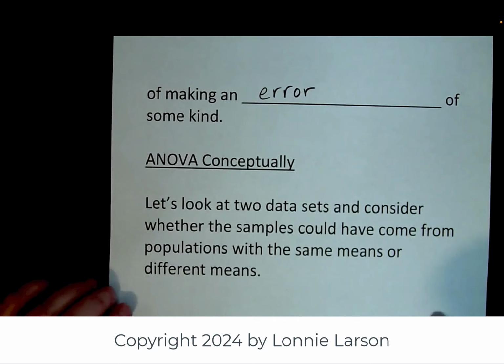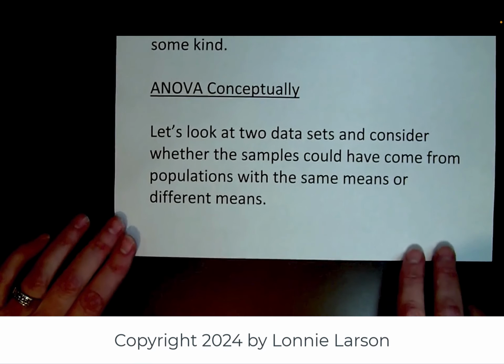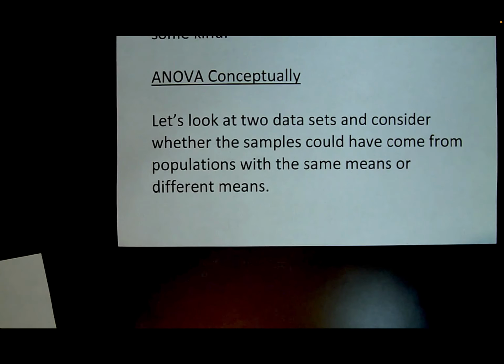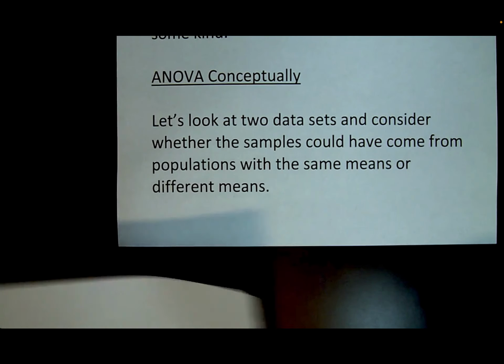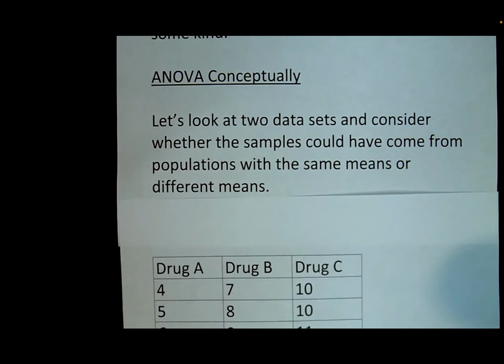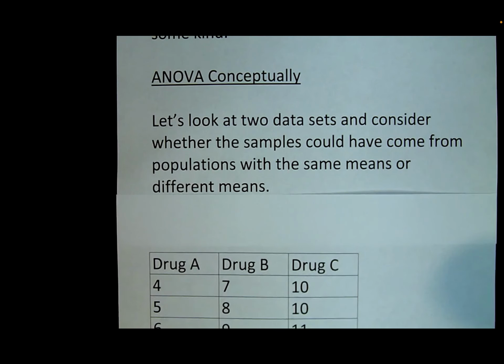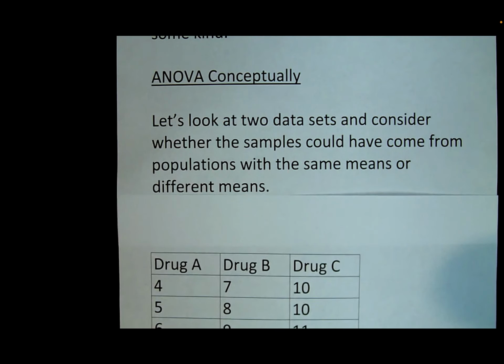Welcome back. In this video we're going to get an idea of what the idea behind ANOVA is. Let's look at two data sets, and again, what ANOVA is for is to determine whether samples could have come from populations with the same means or different means. So we're using samples to get an idea of populations, and what we're attempting to compare is the means of the populations, specifically whether they're all the same or not.